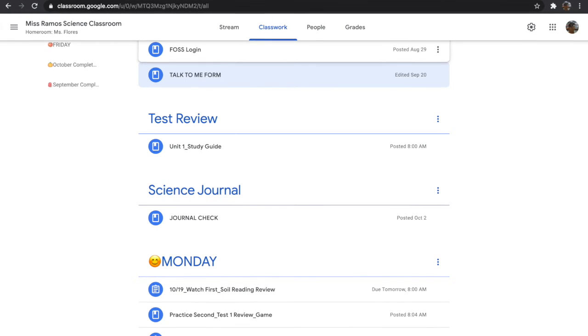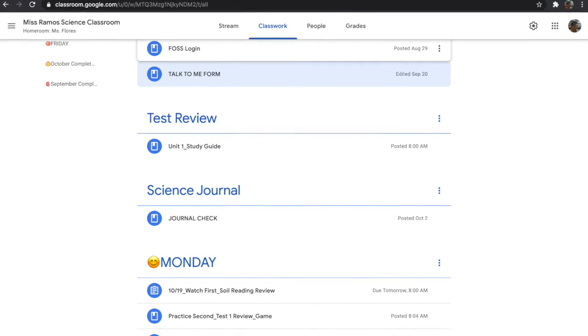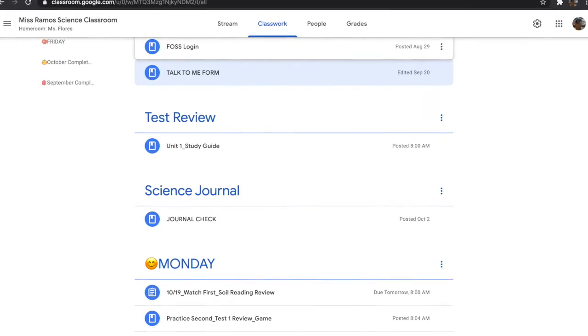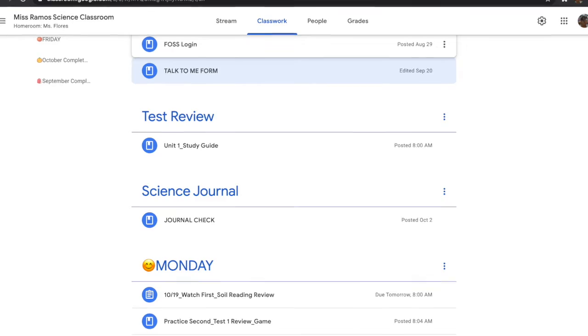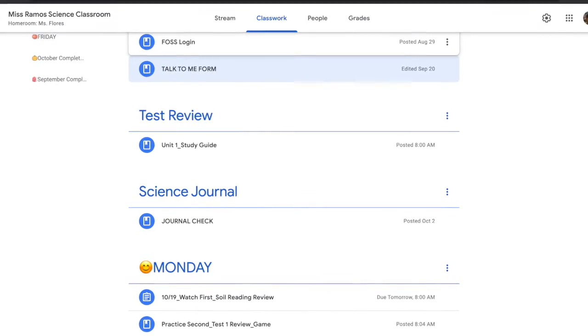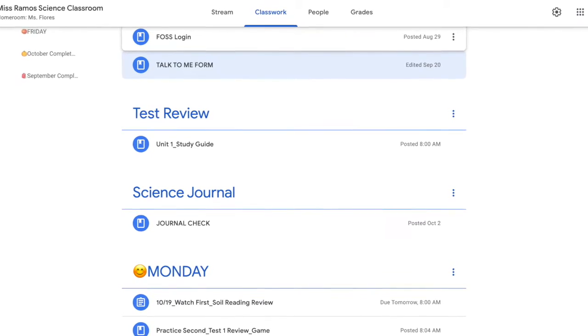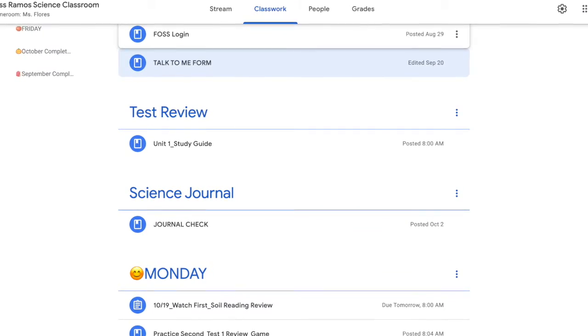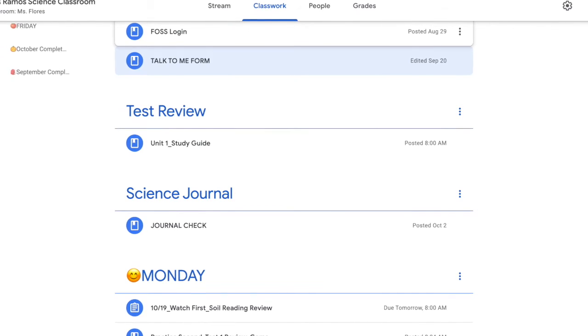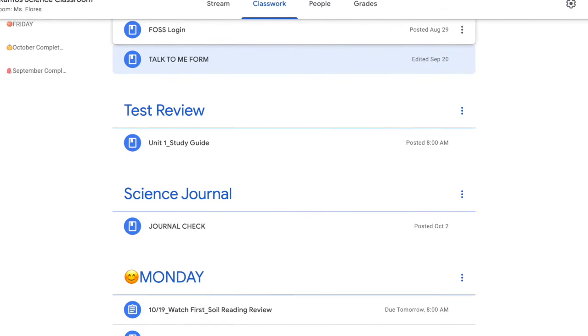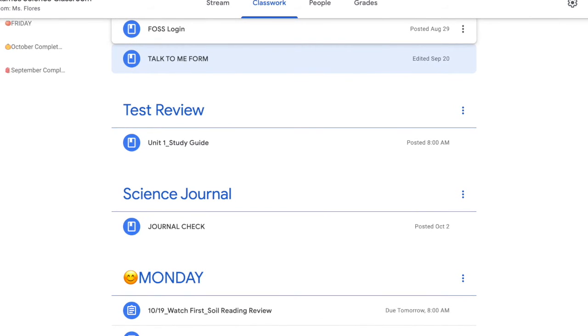The Unit 1 study guide is available on Classwork, under Test Review. It is the only link available on Test Review. It says Unit Guide, Unit 1 Study Guide. Click on it to review the vocabulary.